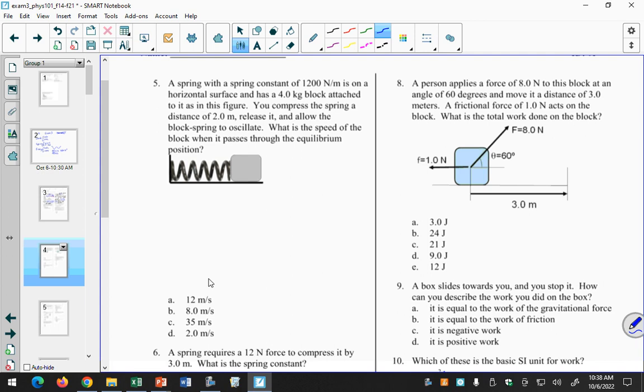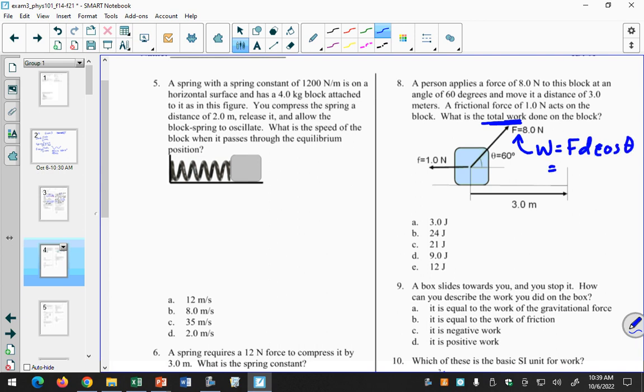Let's look at number 8 first. I'm looking for the total work. We did this in lab this week where we had the inclined plane, and I asked you what was the net work, or that is, what is the total work that's done, where you had a couple of forces and you had to add up those two amounts of work that were being done. This is asking that too. I have this force of 8 newtons that's applied at 60 degrees, and it makes it move over a distance of 3 meters. So the work done by this force is going to be Fd cosine theta.